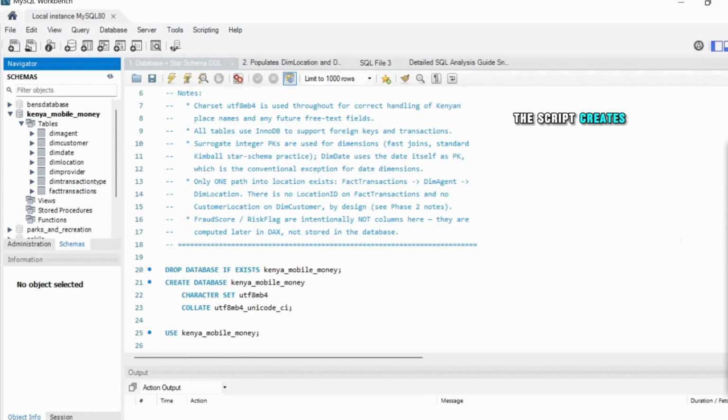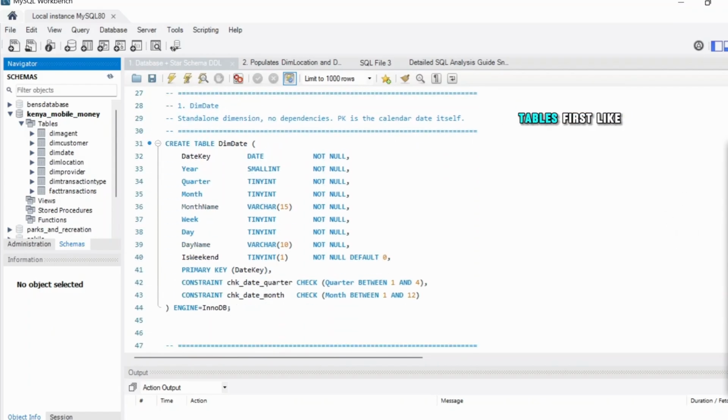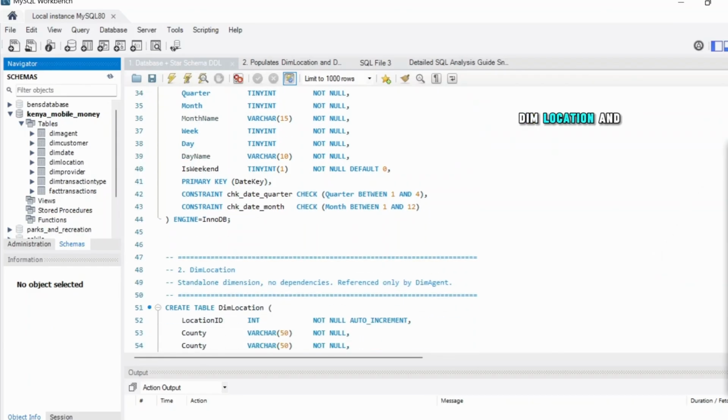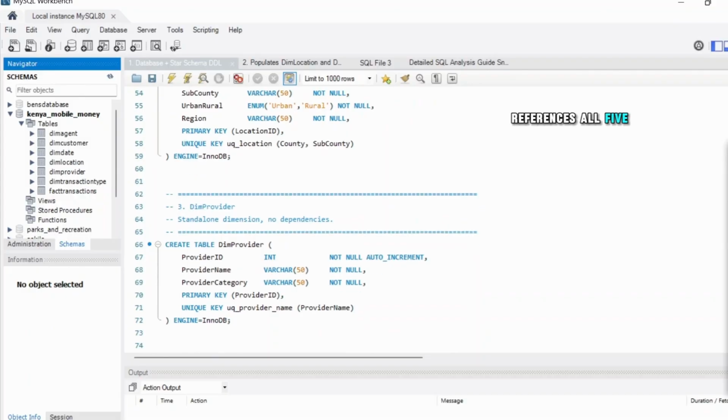The script creates each table in dependency order. Standalone dimension tables first, like DIM date, DIM provider, and DIM customer. Then DIM agent, which references DIM location. And finally, fact transactions, which references all 5 dimensions.